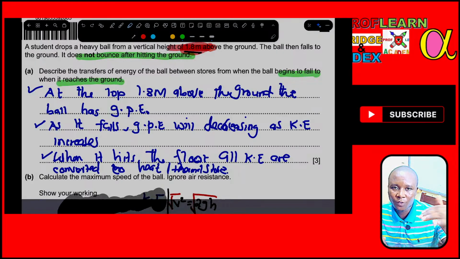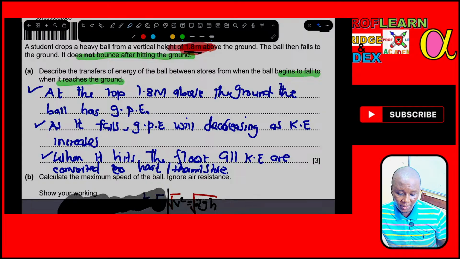So in the process of falling down, gravitational potential energy will start decreasing, but kinetic energy will be increasing. By the time it hits the ground, the gravitational potential energy will all be converted to kinetic energy, and in the process all that kinetic energy will be converted to thermal energy.